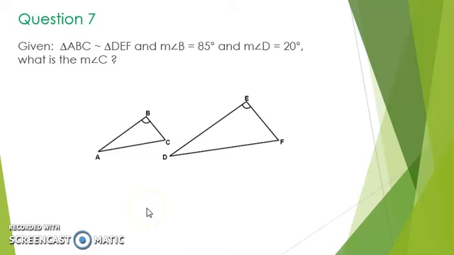Given that triangle ABC is similar to DEF, and the measure of angle B is 65, and the measure of angle D is 20, what is the measure of angle C?